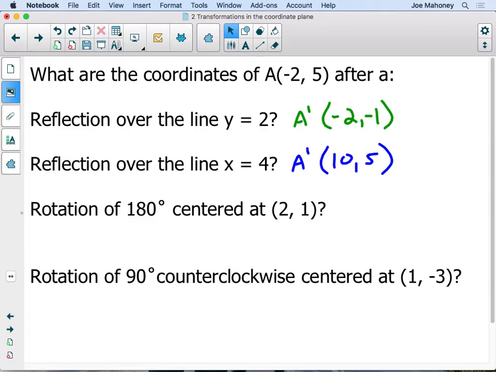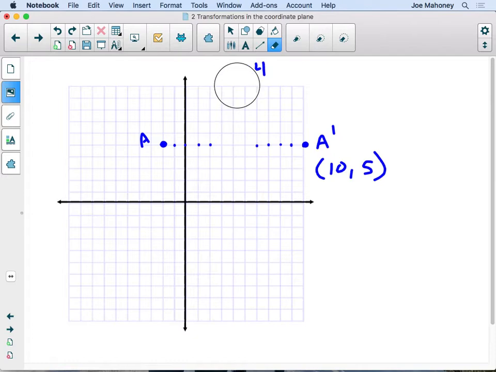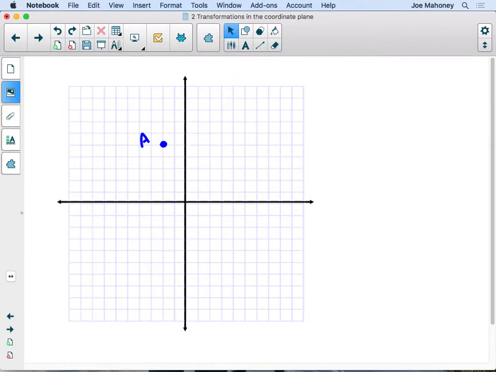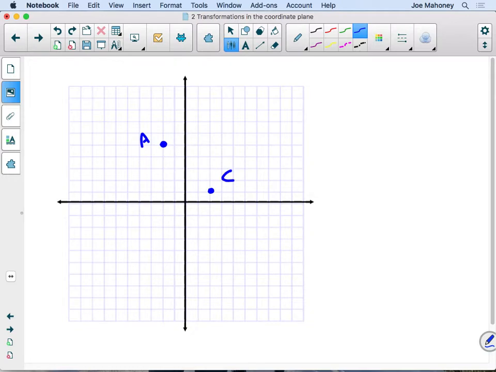Now the next one we want to talk about is that 180-degree rotation. And this is where I called it a point reflection before. Let me show you what I mean by that. So I want to reflect it through the point 2, 1. Let's call that point C for the center point.